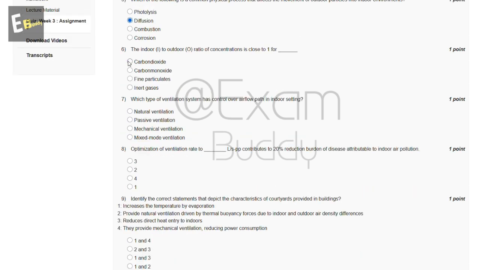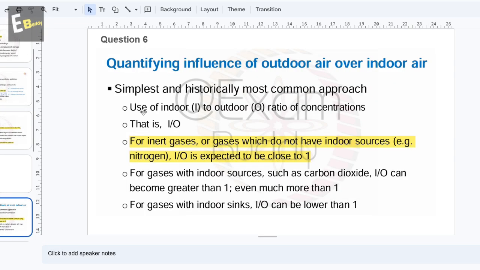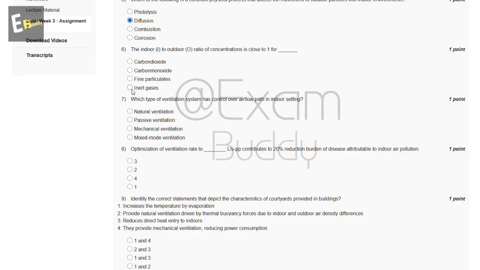Now the sixth question is: the indoor to outdoor ratio of concentration is close to 1 for dash: carbon dioxide, carbon monoxide, fine particulates, and inert gases. Let's check the answer. For inert gases, or gases which do not have indoor sources, the indoor to outdoor ratio is expected to be close to 1. So the answer of the sixth question is D, inert gases.